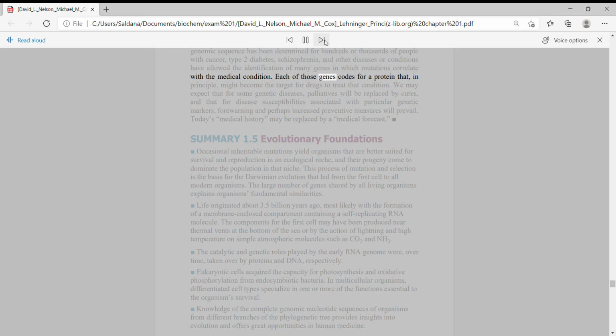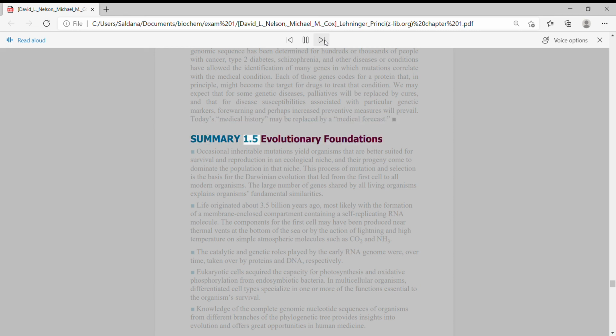Each of those genes codes for a protein that, in principle, might become the target for drugs to treat that condition. We may expect that for some genetic diseases, palliatives will be replaced by cures, and that for disease susceptibilities associated with particular genetic markers, forewarning and perhaps increased preventive measures will prevail. Today's medical history may be replaced by a medical forecast.